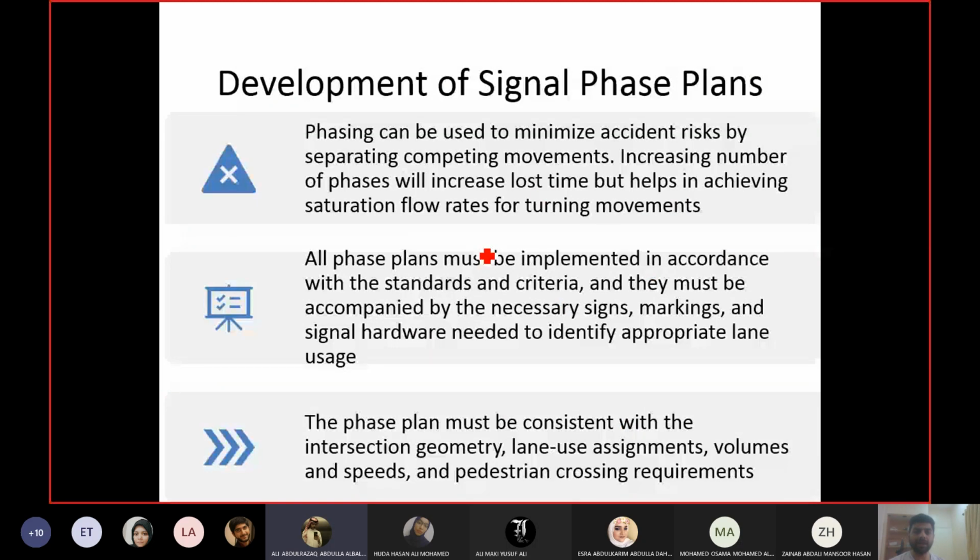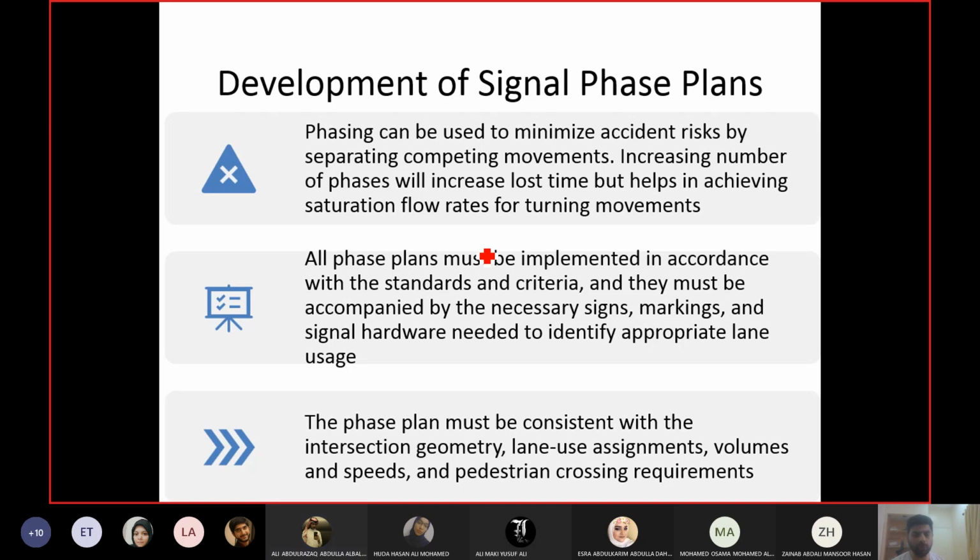Phasing plan: there is no fixed phasing plan. The phasing plan has to be developed from your own experience and your own trial and error. I cannot give you a phasing plan saying that for this intersection this should be the phasing plan, and so on. There is no equation for calculating a phasing plan. You will develop your own phasing plan, as a traffic engineer.